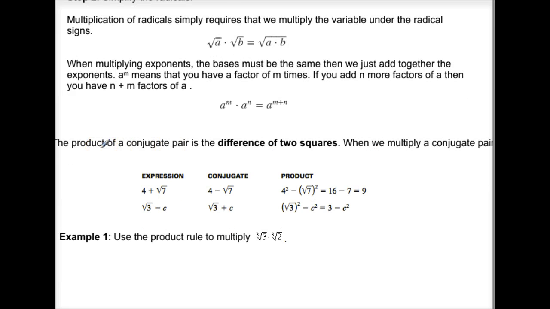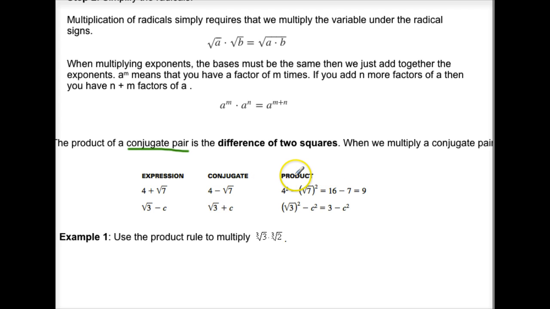Last thing is our product of conjugates. You see this over and over, which we talked about as the difference of squares. Now this is going to come in useful, especially in our next unit where we're going to be rationalizing denominators. That was a question on your finals. So we have an expression 4 plus radical 7. The conjugate, remember, is the opposite, so it's 4 minus radical 7.